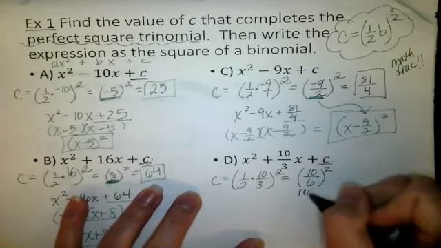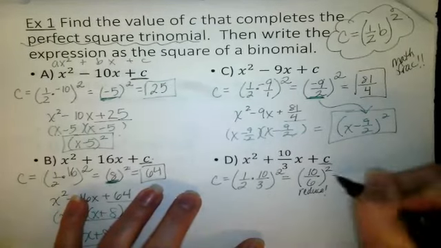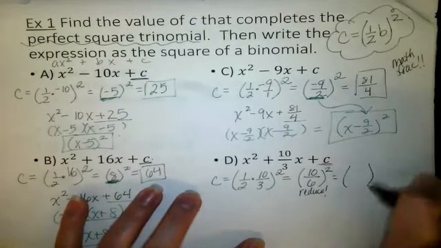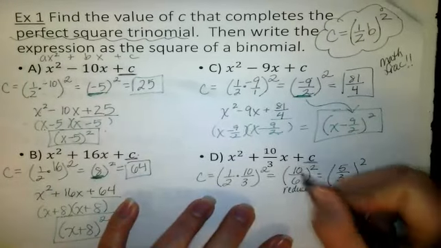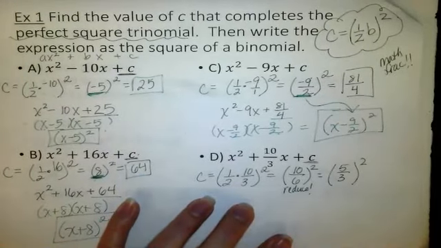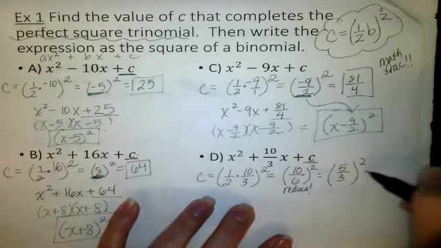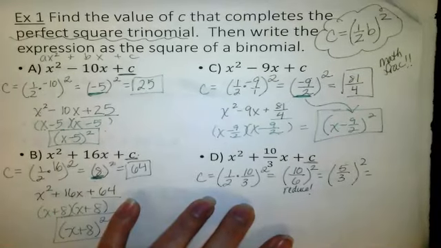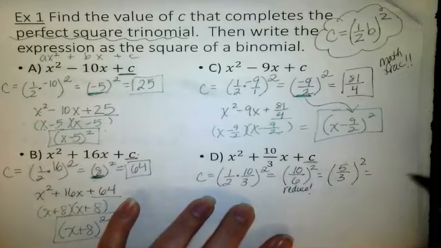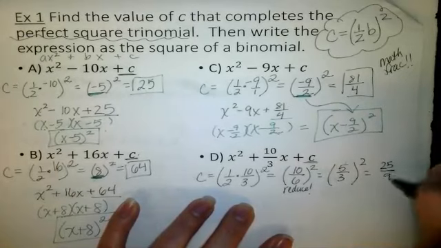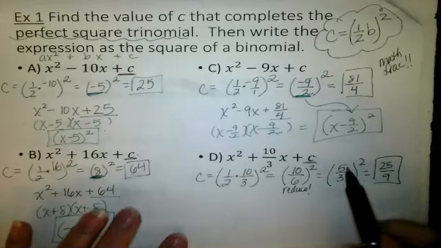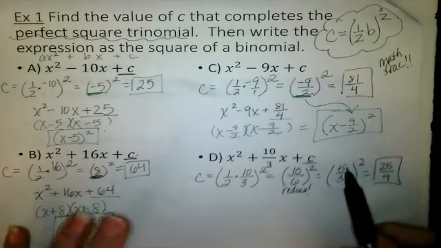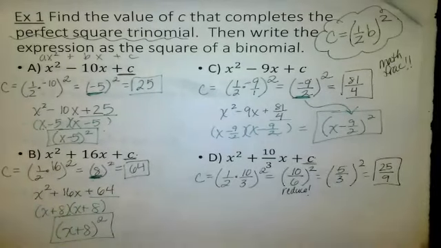Yeah, absolutely reduce. All right, so what is 10 over 6? How does it reduce? 5 over 3. Good. So we divide by 2, top and bottom. So 5 over 3. All right, what is 5/3 squared? 25 over 9. Very good. That's our value of C. 5/3 times 5/3, 25 over 9.